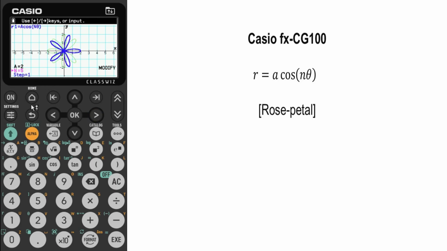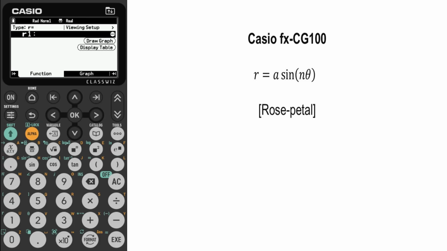Now, you will notice when n is an odd number, we have n petals. However, when n is an even number, we have 2n petals. And you will also notice the radius is equal to a. In general, r equals a cos n theta gives us a rose petal curve where n is greater than or equal to 2. When n is even, we have 2n petals. When n is odd, we have n petals.